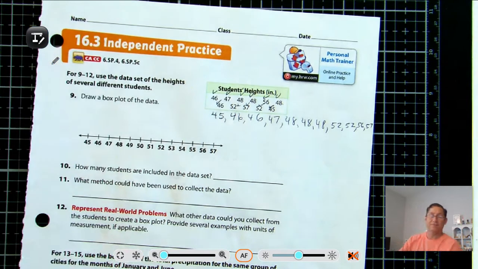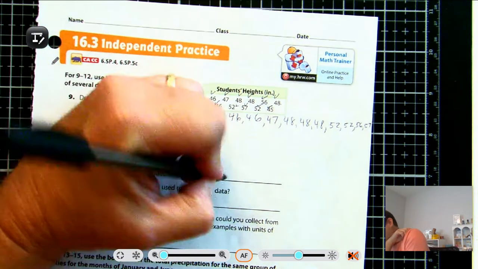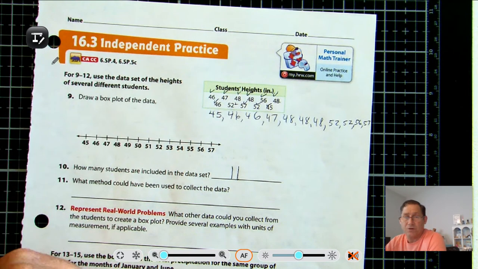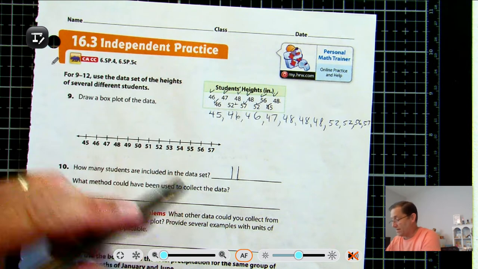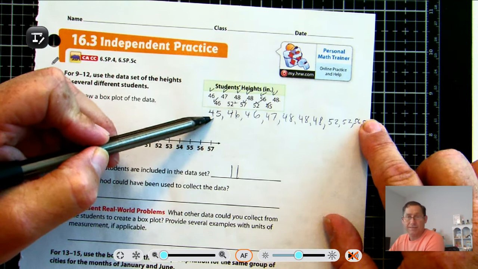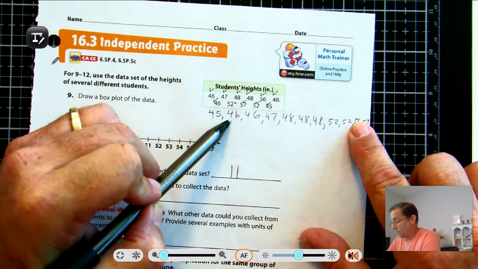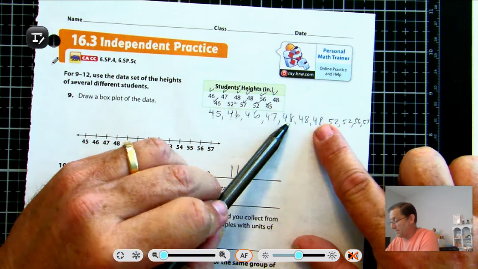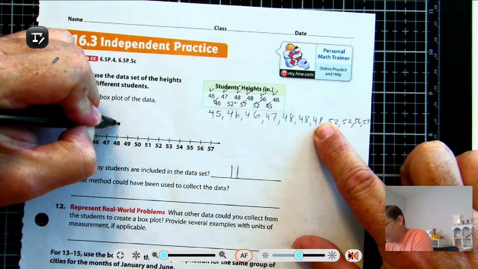Okay, so there's 11 numbers. That means how many students are included in the data set? 11, because there's 11 heights recorded. Let's start with the median by crossing off from the ends until we get to the middle value. Those two, the next two, next two, next two. We're left with 48. So 48 is the median.